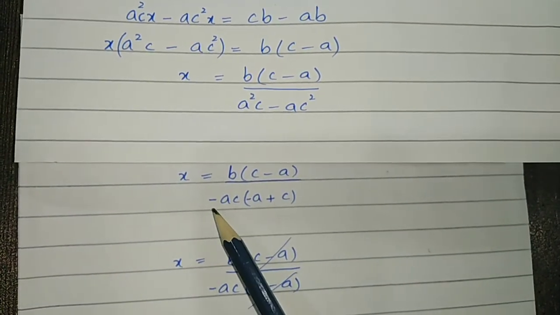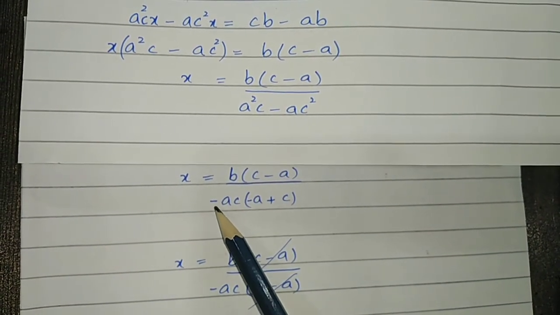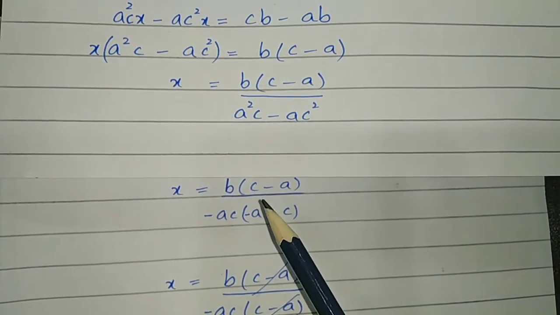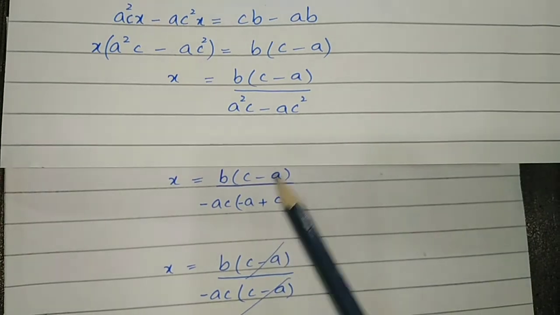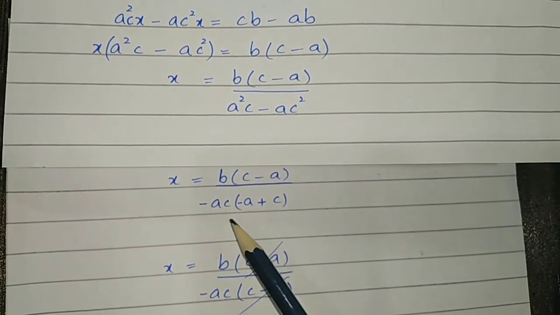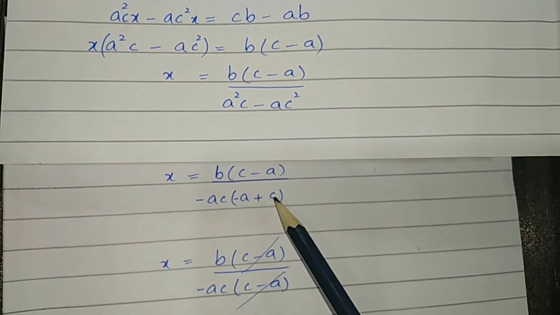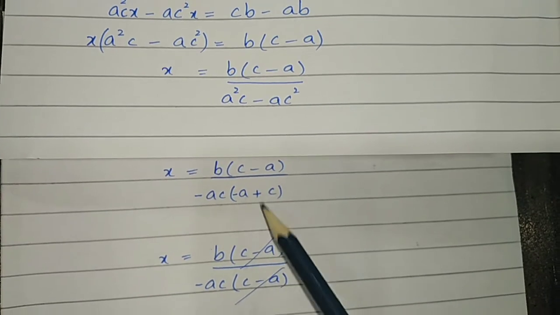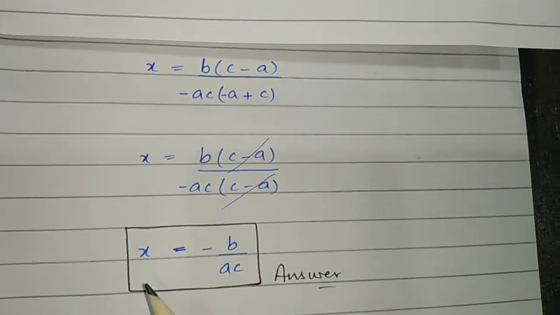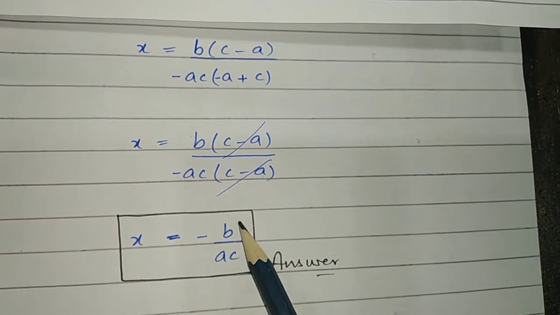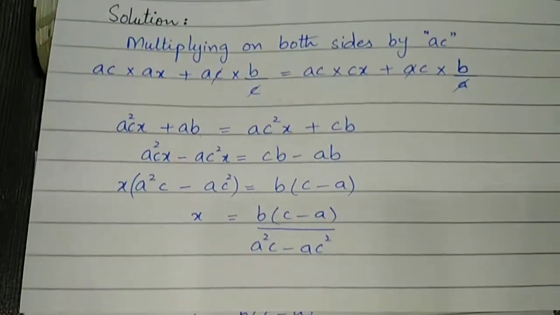So we have to take the negative sign common because the term in the numerator is c minus a. So we have to make it c minus a to cancel it out. So this is the reason behind this. So c minus a, and this will also be c minus a. So it will be written as c minus a. So they will be cancelled out and you will get your required answer, that is x is equal to negative b over ac, the solution set of the given equation.